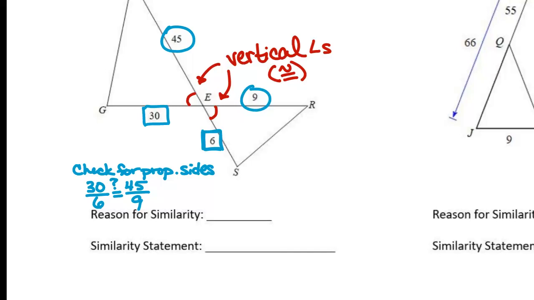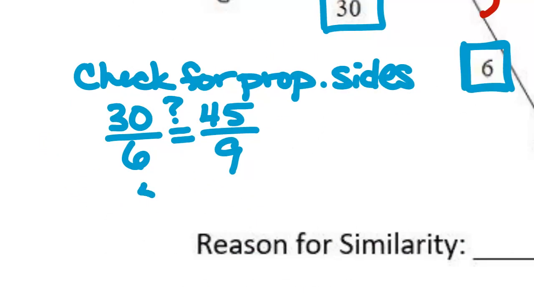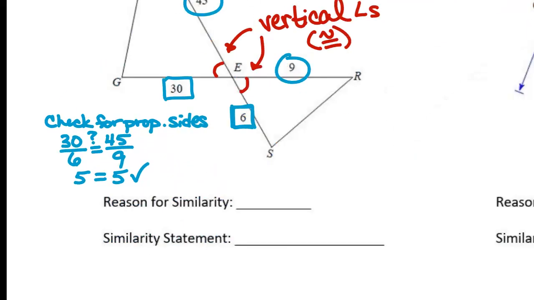All right, so let's see. What is 30 divided by 6? 5. What is 45 divided by 9? 5. Did those come out to be the same? Yes, they did. So my sides are proportional.